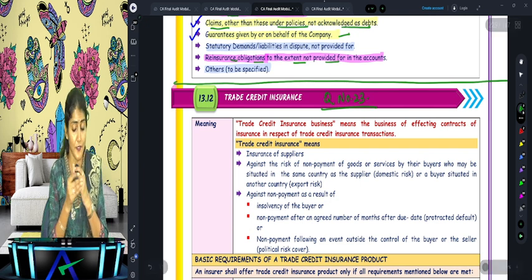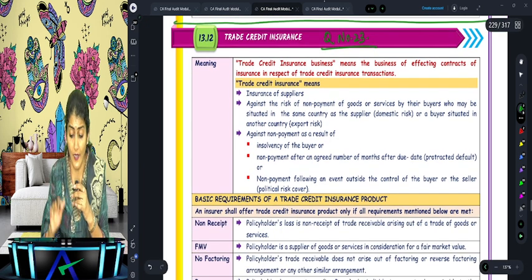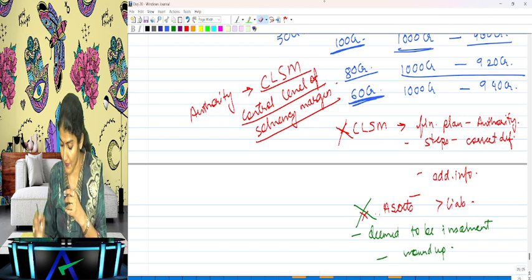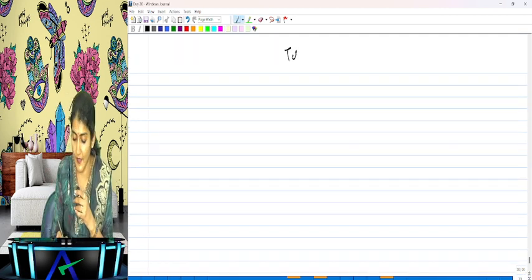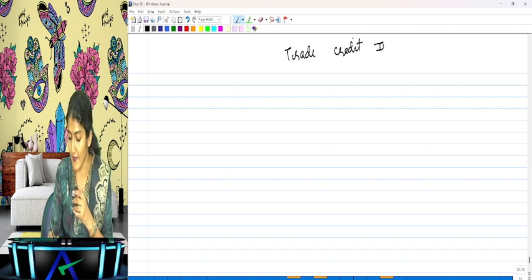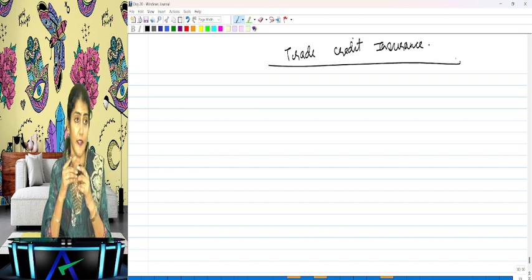Right, now the next question is regarding trade credit insurance. What is this concept of trade credit insurance? Are you all listening to me? What concept are we discussing now? The concept of trade credit insurance.